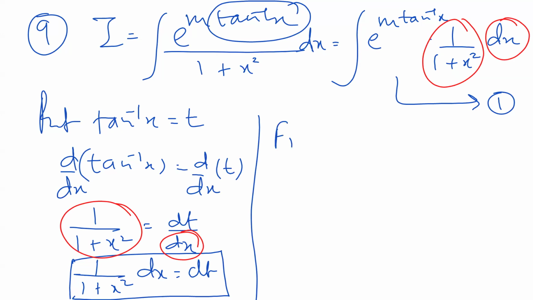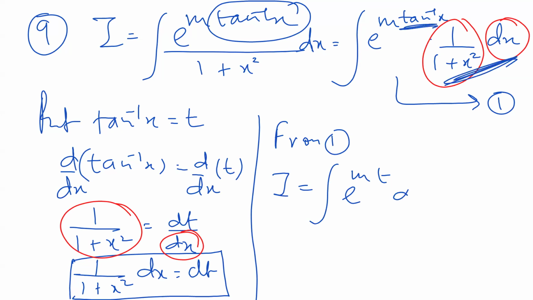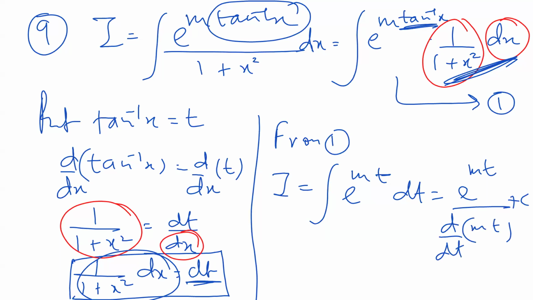Okay, so from 1, integration of e raised to mt, because tan inverse x is t, and this is nothing but dt. See, 1 upon 1 plus x square dx is equal to dt. So the integral of e raised to mt is e raised to mt upon d by dt of mt. M is a constant, so e raised to mt upon m. The derivative of mt is m, because d by dt of t is 1, m outside. Now in the last step, replace this t with tan inverse x. This was question number 9.